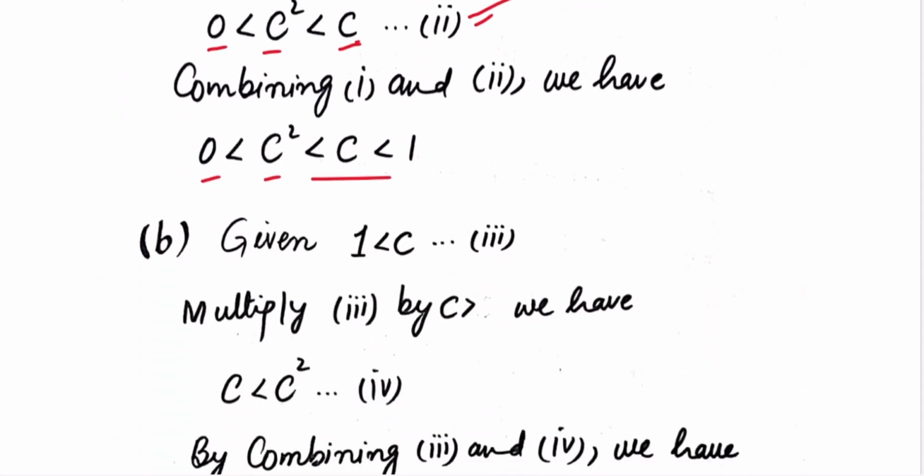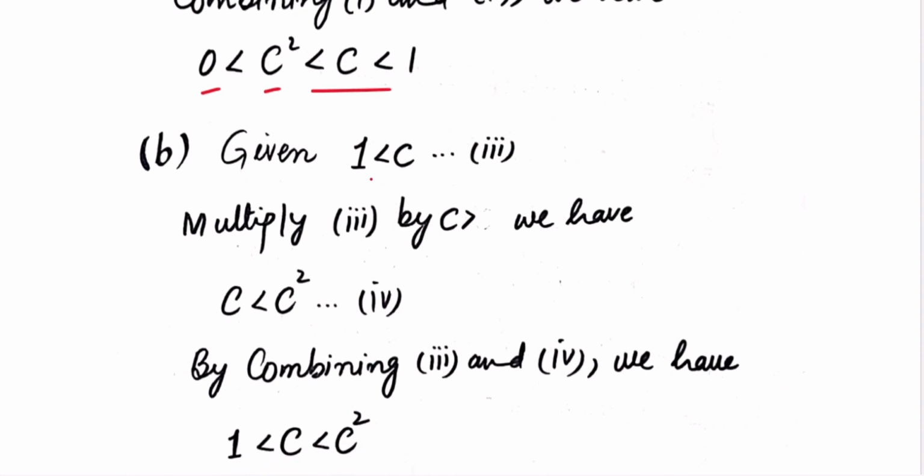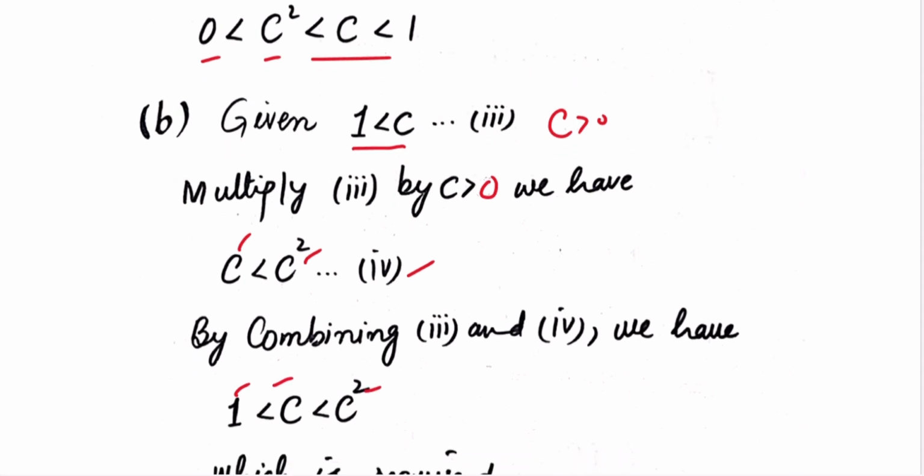In the second part, B part, it is given that 1 is less than C, which means C is clearly greater than 0. So, multiply 3 by C positive, we have C into 1, C, and C into C, this is C square. Say this is inequality number 4. Combining 3 and 4, we have 1 less than C less than C square, which is required.